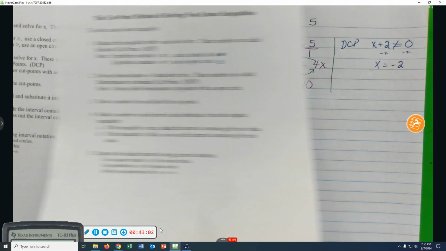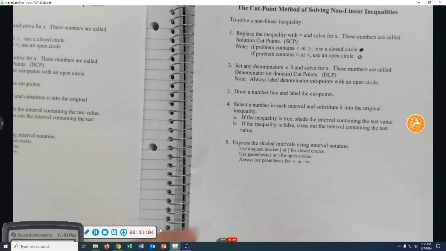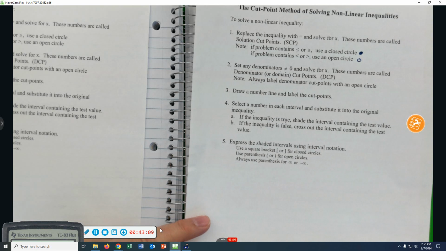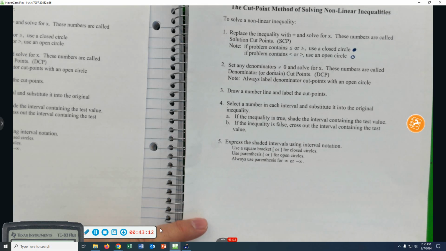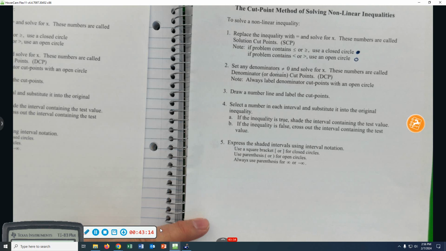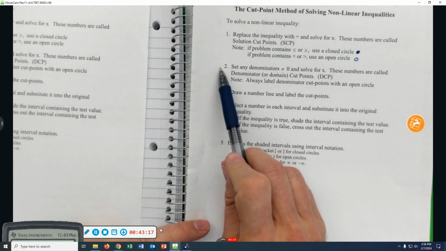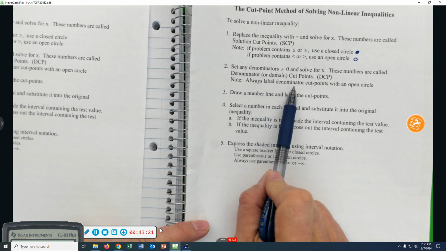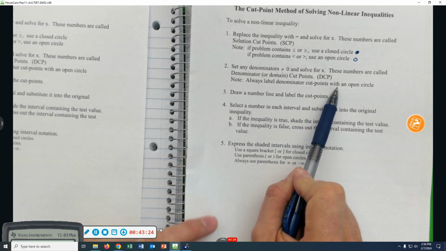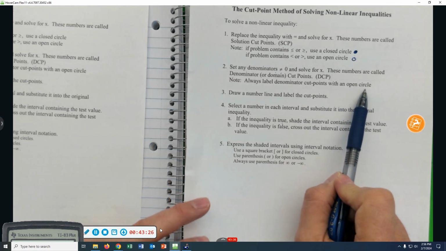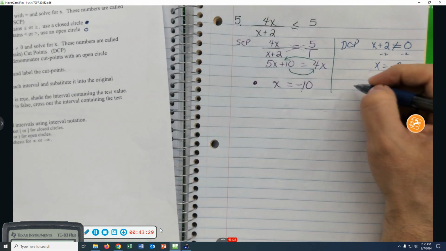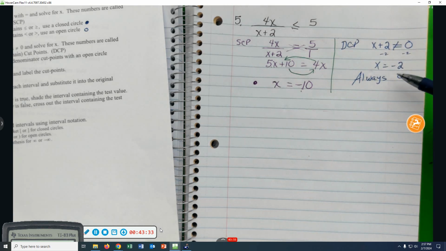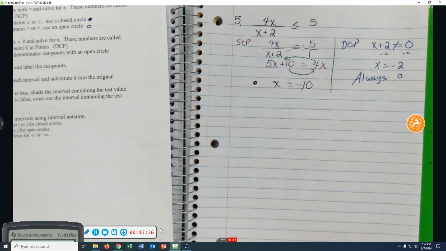Now, I'm not going to say anything. I'm wondering if y'all can read the note and tell me whether it be an open circle or a closed circle at that negative 2. No. Read the note. There's a number 2 note. Always label denominator cut points with an open circle. You don't have any choice, just always open. If there's a denominator and you find a denominator cut point, it's always going to be open circle.